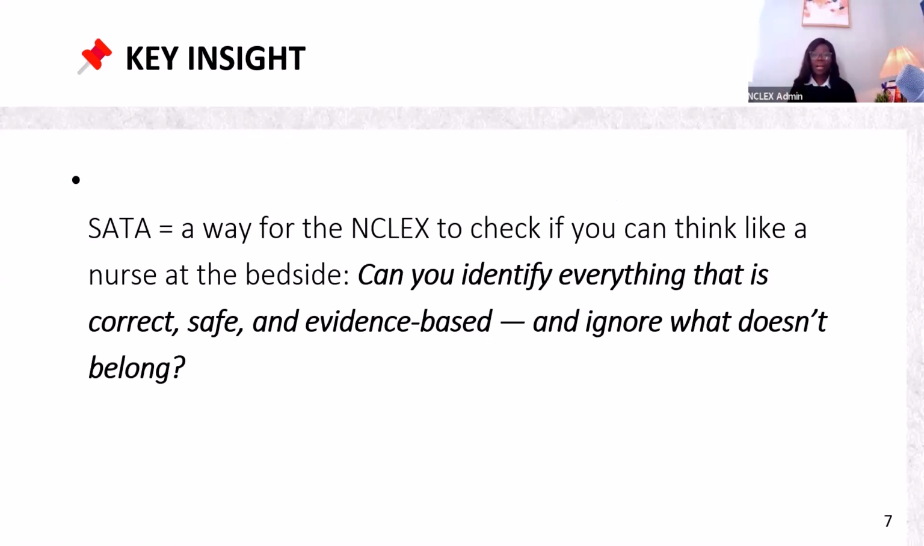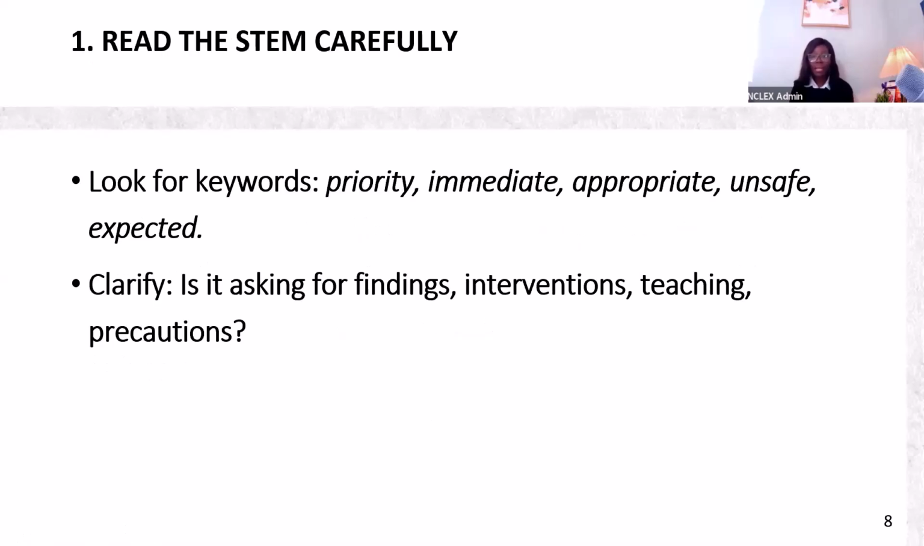So you should be able to identify everything that is correct, everything that is safe, everything that is evidence-based for your clients. And you should be able to know what is not needed, okay? So when you are going to select all that apply, number one, look for keywords. Read the stem carefully and look for keywords. Keywords such as priority, immediate, appropriate, and safe, or expected. If you say this is an expected finding, look out for all the keywords.